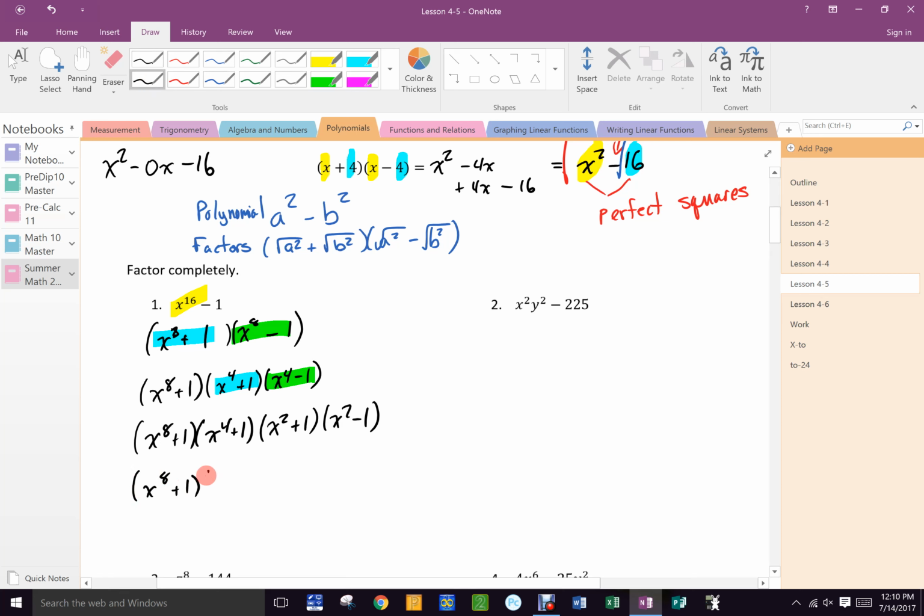X to the 8th plus 1. X to the 4th plus 1. X squared plus 1. Now what? X plus 1 and X minus 1. Am I done? Yes. Why did I give you one like that at the very beginning, instead of starting easy? Because we'd already done the easy ones.